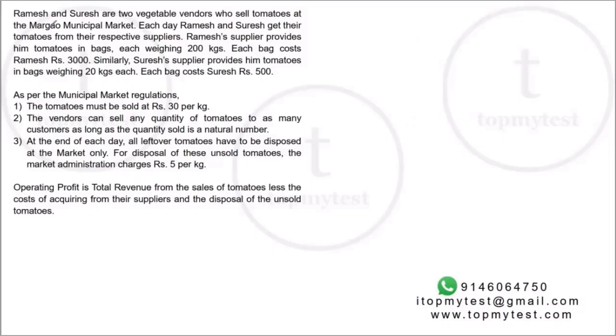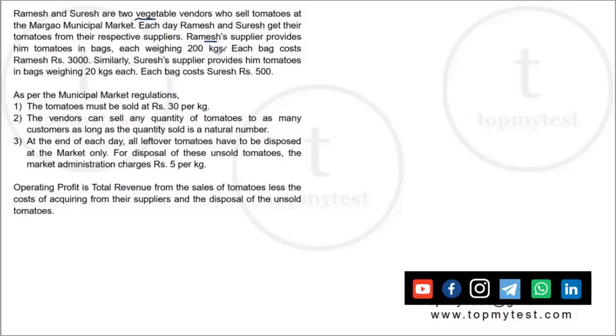Now this set says Ramesh and Suresh are 2 vegetable vendors who sell tomatoes at the Margam Municipal Market. Each day Ramesh and Suresh get their tomatoes from the respective suppliers. Ramesh's supplier provides him tomatoes in bags, each weighing 200 kilos. So Ramesh's lot size is 200 kilos. This is Ramesh. And it costs him 3000 rupees.